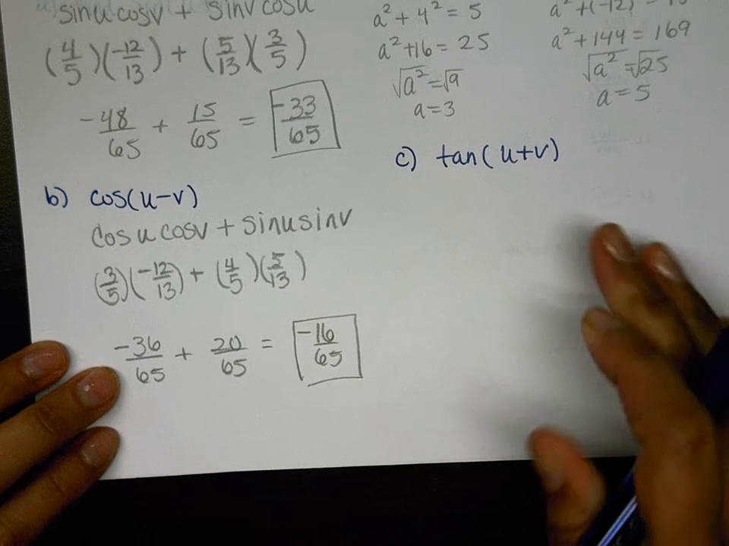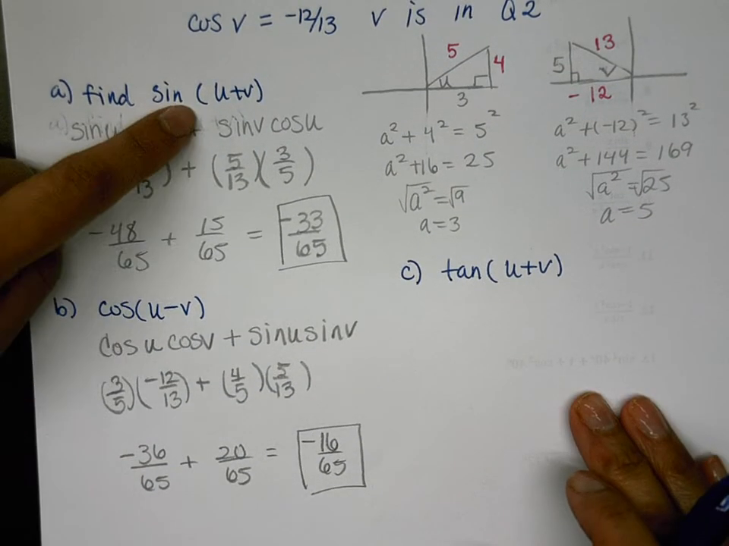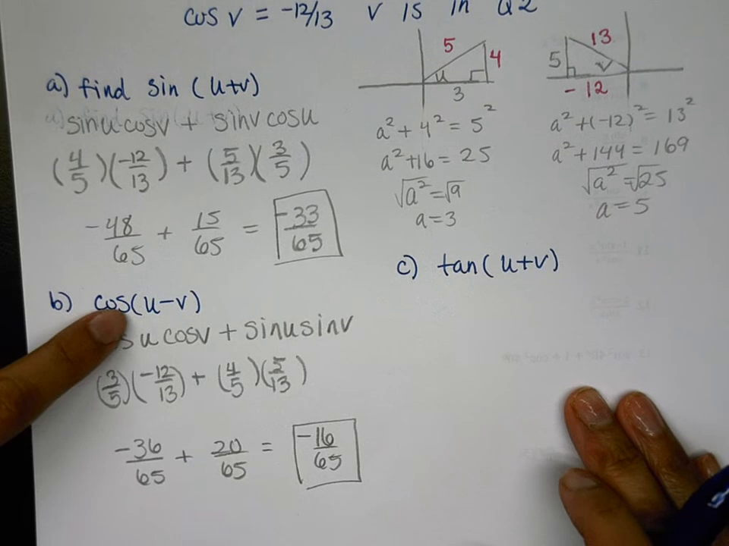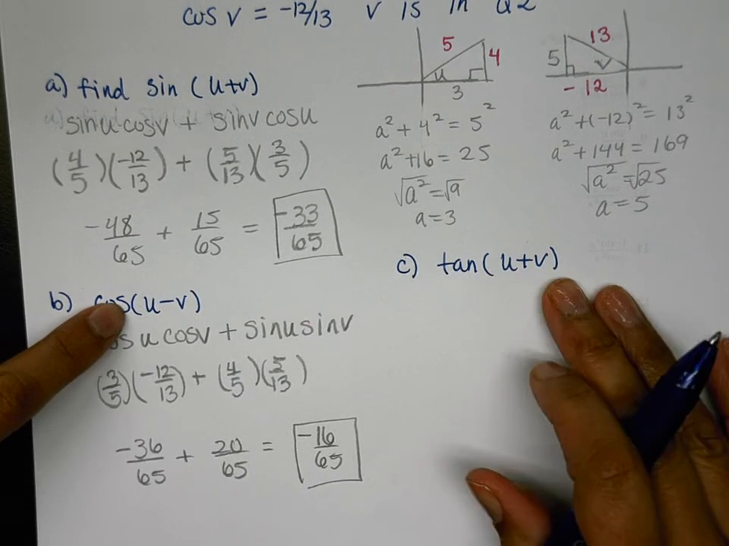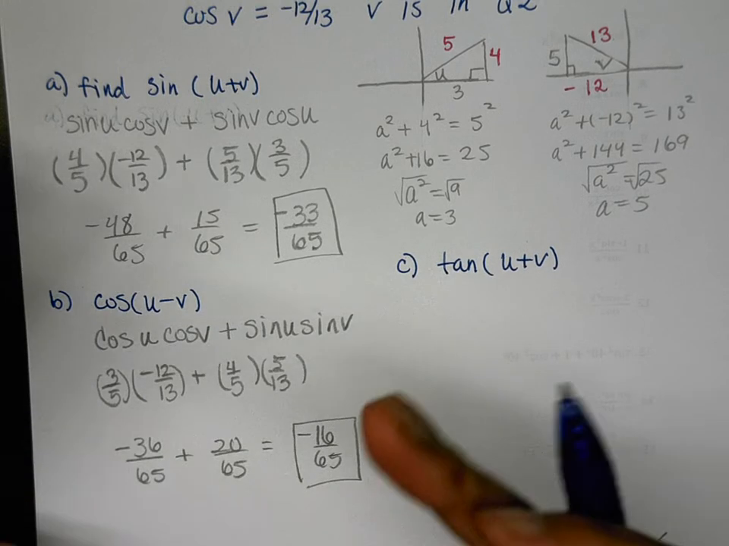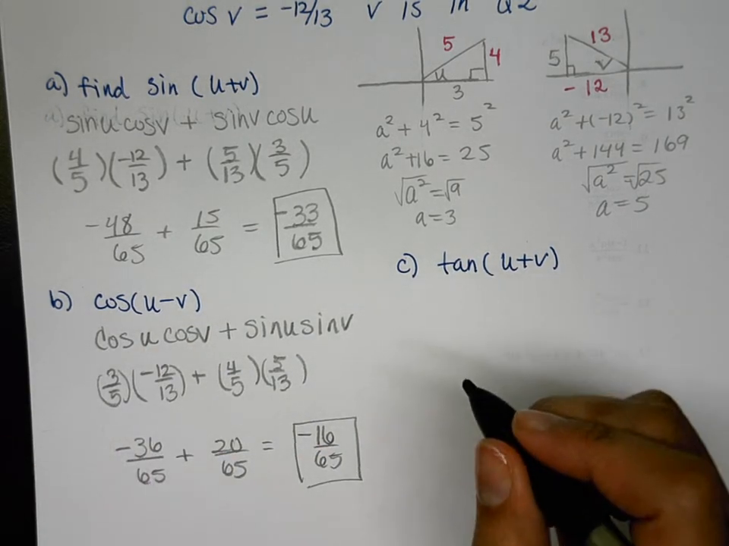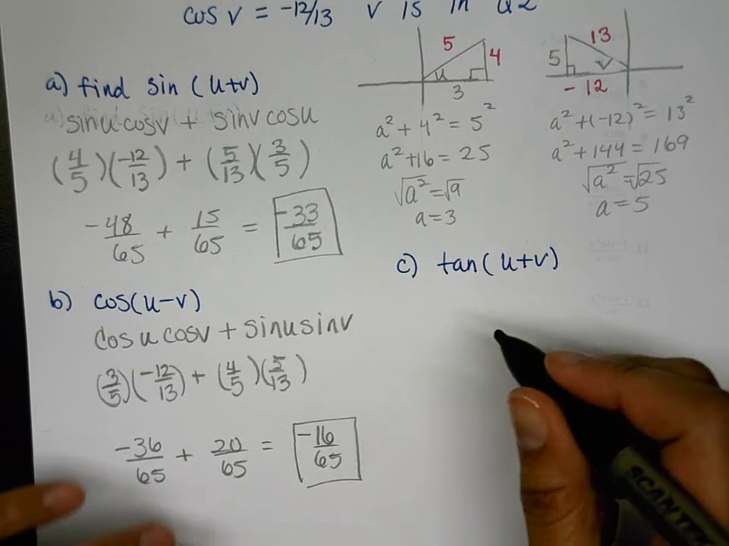Now, in the textbook, they may not ask for these three specific ones. They may ask for sine of u minus v, and cosine of u plus v, and tangent of u minus v. It just depends on what they ask for. You know how to use your formulas. All right, I'm going to work this one out with you because it does come out a little differently.